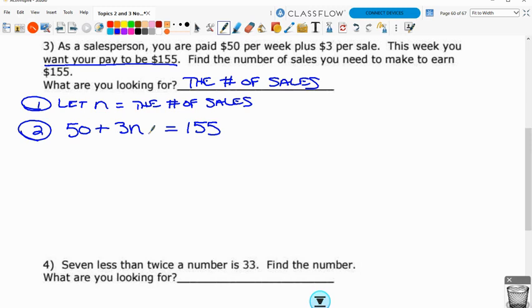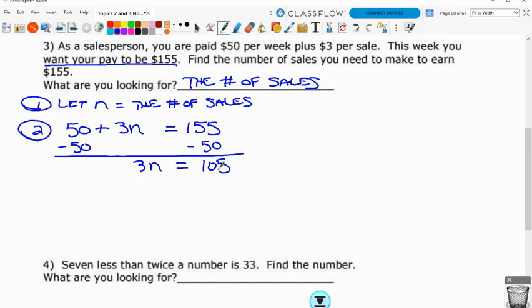So let's go ahead and do the algebra now. The variable term's on the left. It's got the constant 50 on the same side. So we're going to start by subtracting 50 on each side. On the left, 50 minus 50 is 0, leaving us with 3n. And on the right, 155 minus 50 is 105.